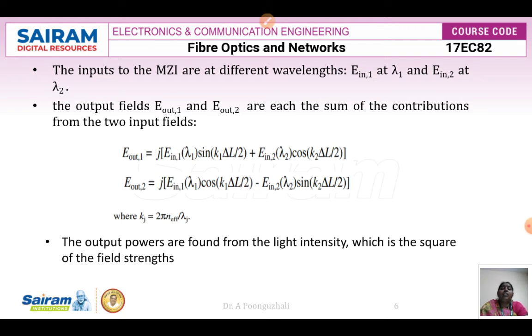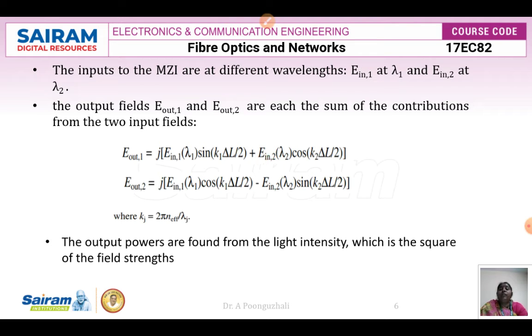So E in 1 is going to have a wavelength of lambda 1, and E in 2 is going to have a wavelength of lambda 2. So the output fields, E out of 1 and E out of 2, are going to be the sum of the contributions from the two input fields. So E out of 1 is going to be a constructive one, which means it is going to be added up. So it is J of E in of 1 lambda sine K1 del L by 2 plus E in of 2 lambda cos K2 del L by 2.